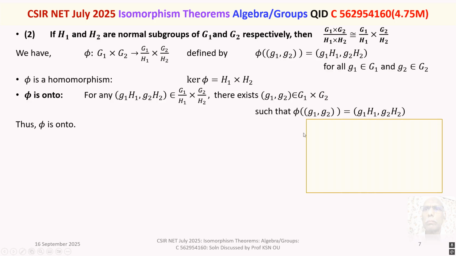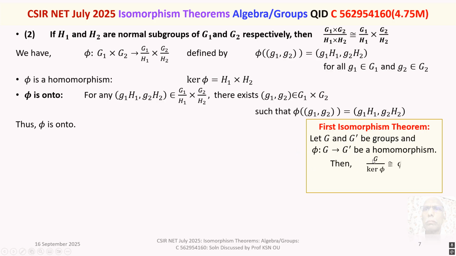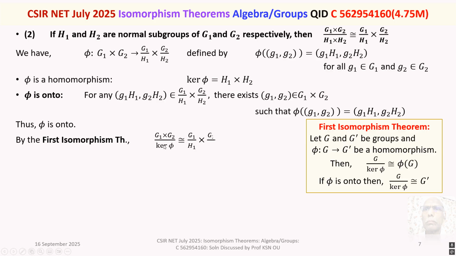Now we recall the first isomorphism theorem. We have two groups, G and G', and phi is a homomorphism of G to G', and then G/ker phi is isomorphic to the image of G under phi. When the homomorphism phi is onto, then G/ker phi is isomorphic to G'. So in our case, phi is onto, therefore by the first isomorphism theorem, G1 cross G2 by ker phi is isomorphic to G1/H1 cross G2/H2. So thus option 2 is true. So far we have shown option 1 and option 2 are true.